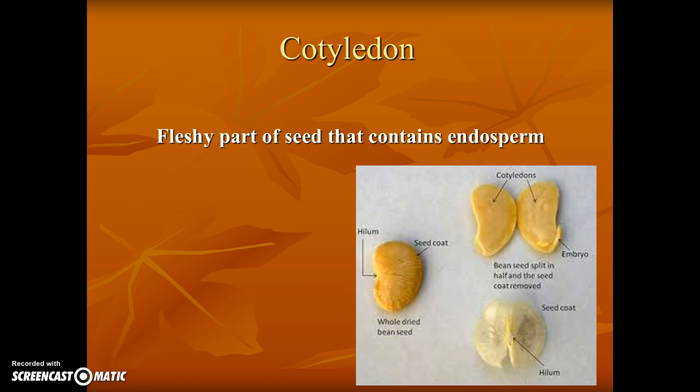Next word is cotyledon. It's the fleshy part of the seed that contains endosperm. A lot of big words in that one. The cotyledon is the fleshy part of the seed. So the part of the seed that you hold in your hand. Almost the entire seed is cotyledon. So this whole area is the cotyledon. The bean seed happens to split in half easily, so both of these are considered cotyledons. So this is the cotyledon and this is the cotyledon. And what it's made of is called endosperm.